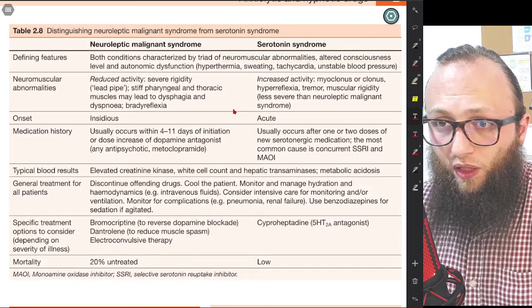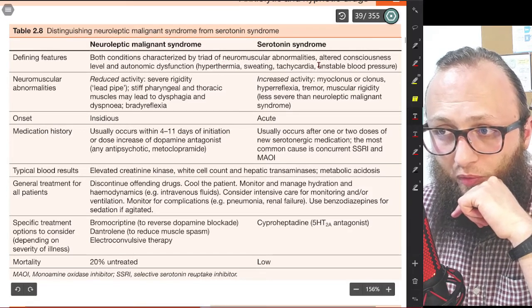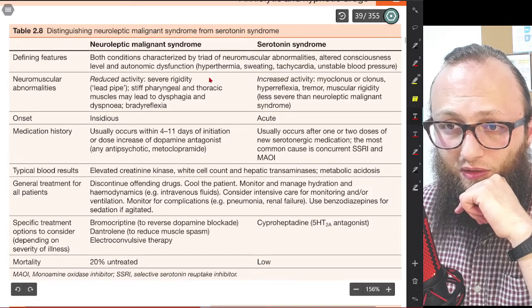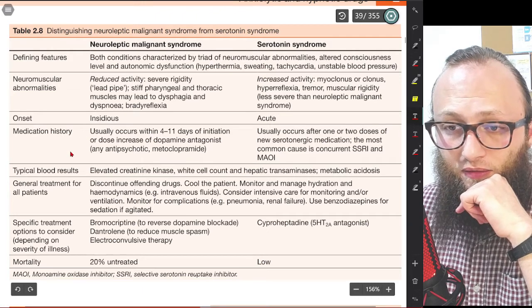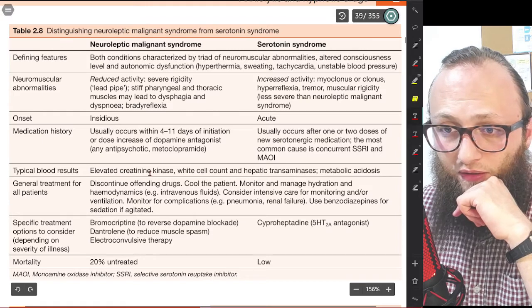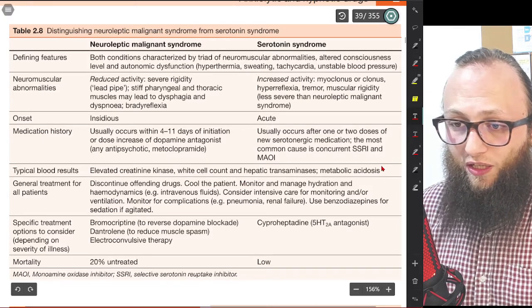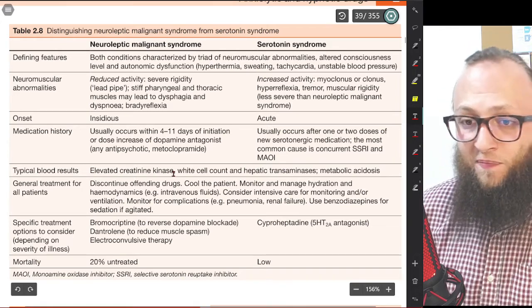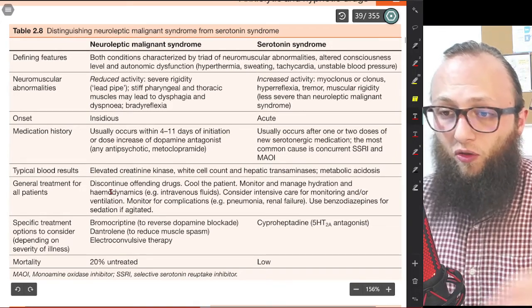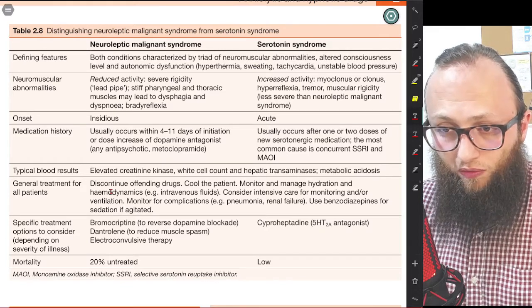So in both neuroleptic malignant syndrome and serotonin syndrome, we have neuromuscular abnormalities, altered consciousness, and autonomic dysfunction. And in both you can find elevated creatine kinase, white cell count, and hepatic transaminase, and metabolic acidosis. And you can treat both of them by discontinuing the drug, cooling the patient, monitoring and managing hydration, IV fluids, and so on. Supportive therapy.